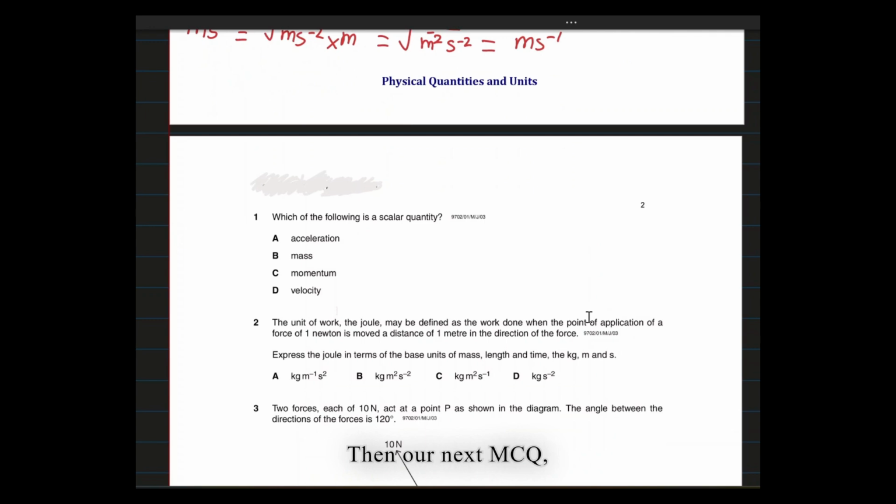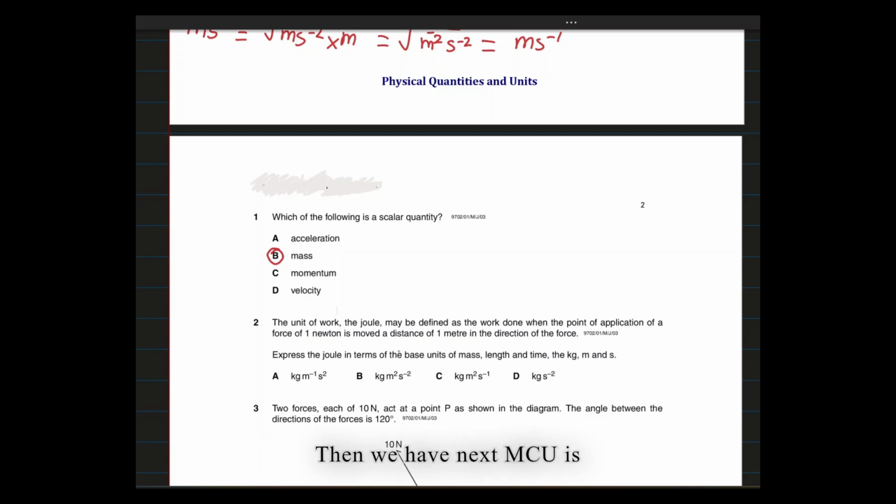Then our next MCQ, very easy, that states that which of the following is a scalar quantity. Okay, so no explanation needed. We know that mass is the scalar quantity, only scalar quantity in the above four options.